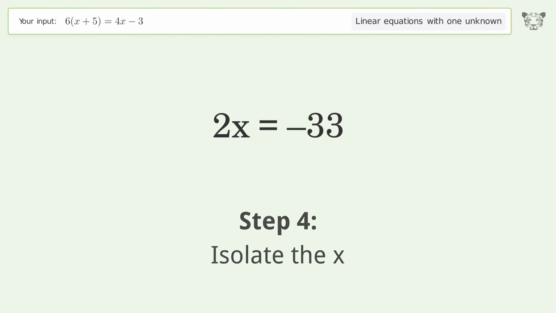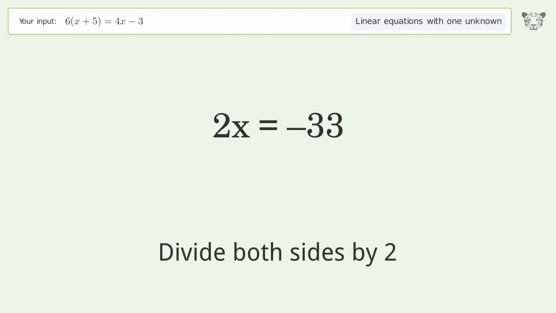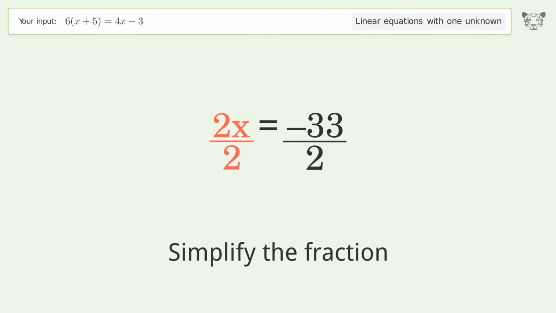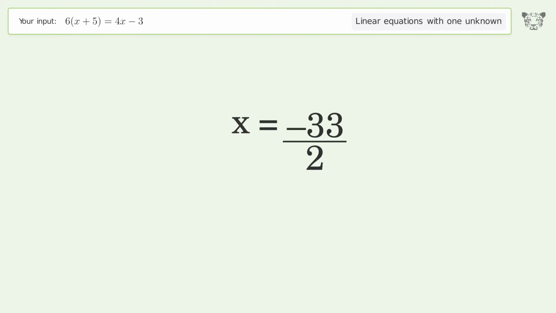Isolate the x. Divide both sides by 2. Simplify the fraction. And so the final result is x equals negative 33 over 2.